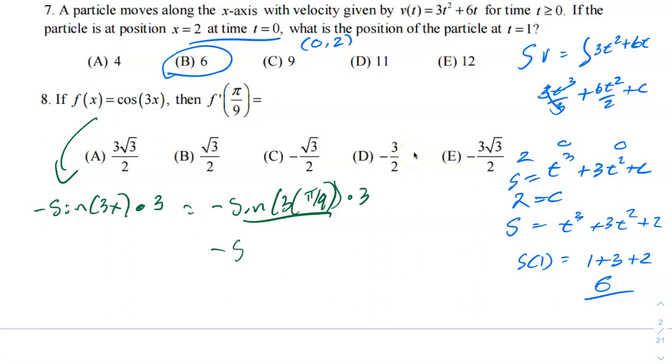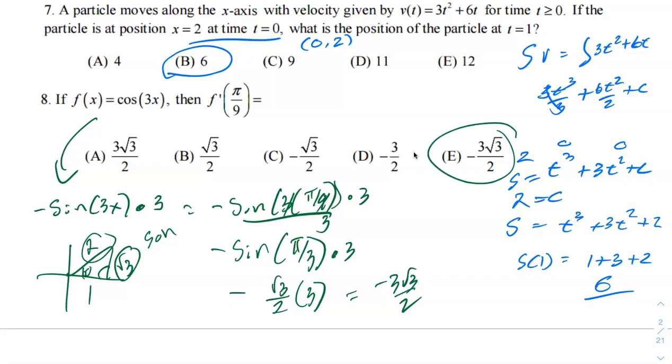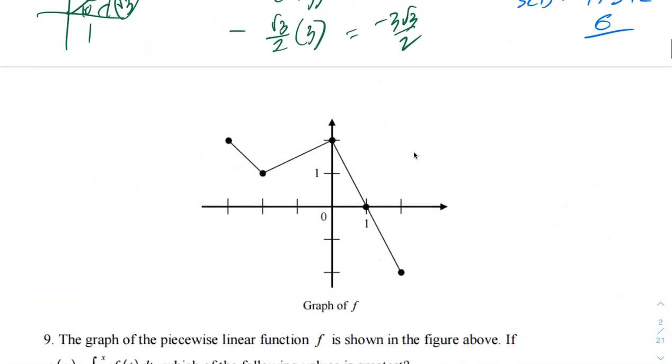So let's simplify that. Sine of pi over 3, times 3. Pi over 3 is a 60-degree angle. So root 3, hypotenuse is 2, 1. Sine is opposite over hypotenuse. So negative root 3 over 2 times 3, or negative 3 root 3 over 2. So E.